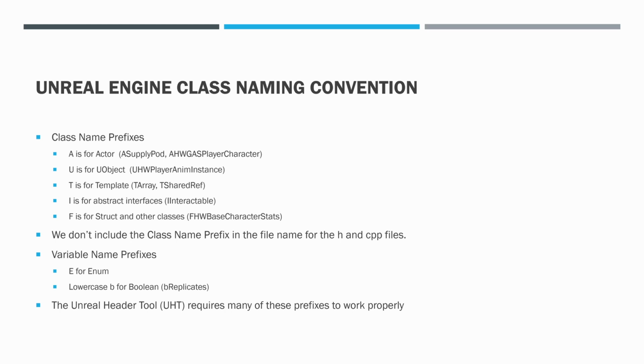The HW in this case is Hub World. You'll see that appear a lot in the Hub World MMO code. But the A in front of it is for actor. U is for UObject. So we have UHWPlayerAnimInstance.